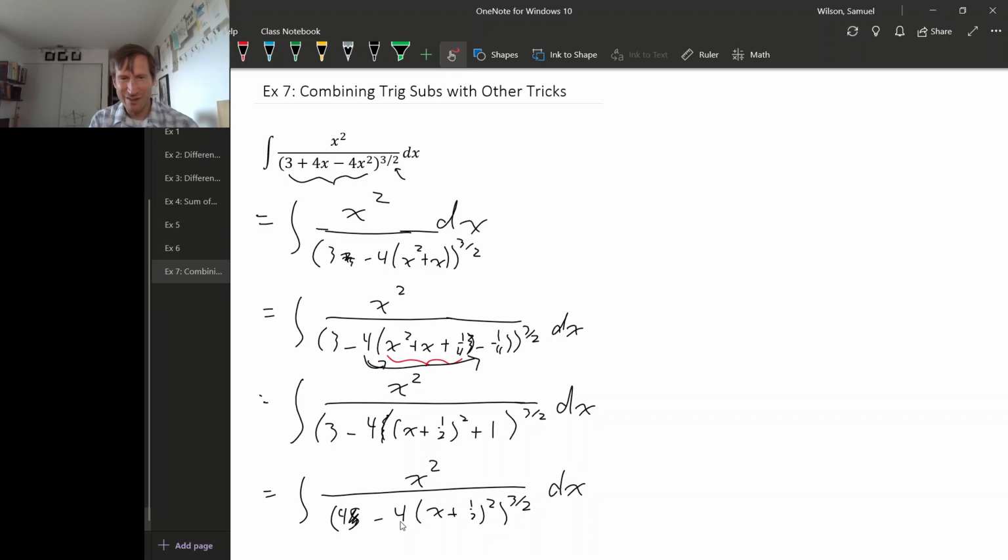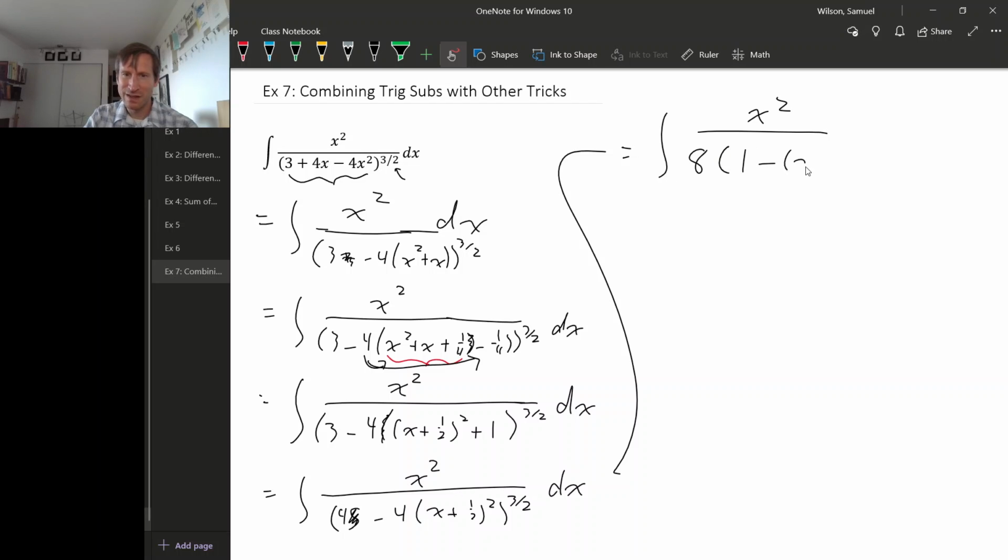All right. Having this 4 here, let's factor this out. We get the integral of x squared over, so when we factor this 4 out of the denominator, this exponent hits it. So 4 to the 3/2, let's see, 4 to the 1/2 is 2, to the third is 8, so 8 times the stuff that's left over when we factor out that 4, which is 1 minus x plus 1/2 squared, to the 3/2 dx.